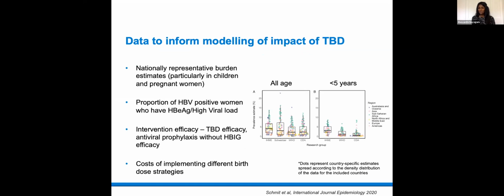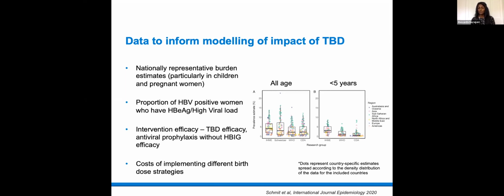Now, one of the problems, of course, is the data to inform modelling of impact of not just the timely birth dose, but any intervention. And specifically for timely birth dose, what is useful is nationally representative burden estimates, particularly in children and in pregnant women. And unfortunately, we know that some of those data sources are lacking in many countries. Although yesterday we saw some great examples of where this sort of data is becoming more and more available.